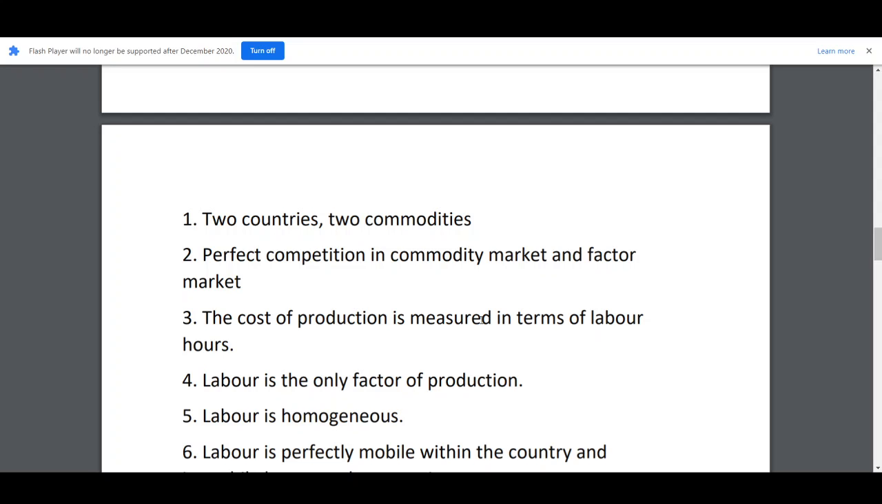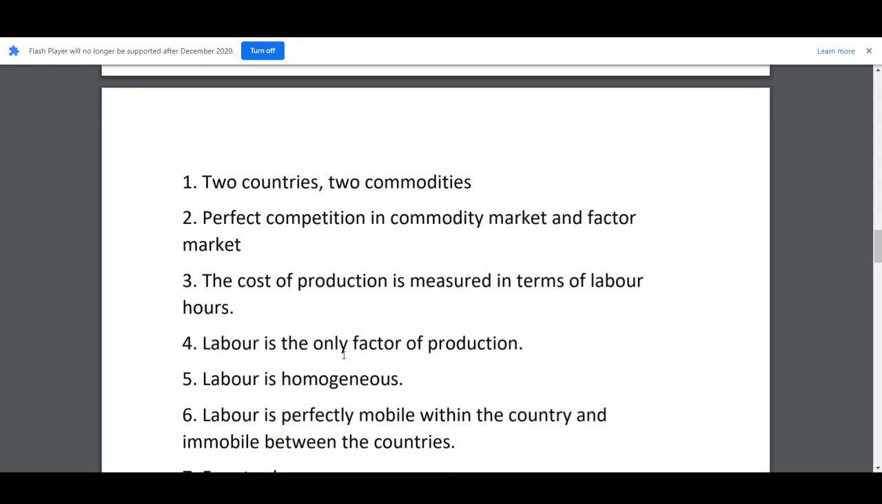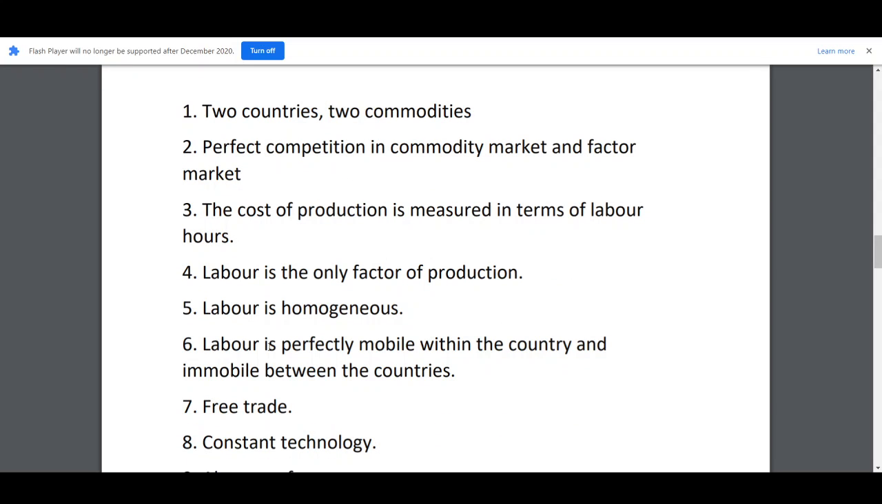Now, the fourth assumption is that labor is the only factor of production. We already studied in FY BCom, and also in 12th standard, that production is the result of four factors of production. But Ricardo gives importance only to labor. Now, the fifth assumption is that, according to David Ricardo, labor is homogeneous. That means everything is the same. His assumption is that labor is homogeneous.